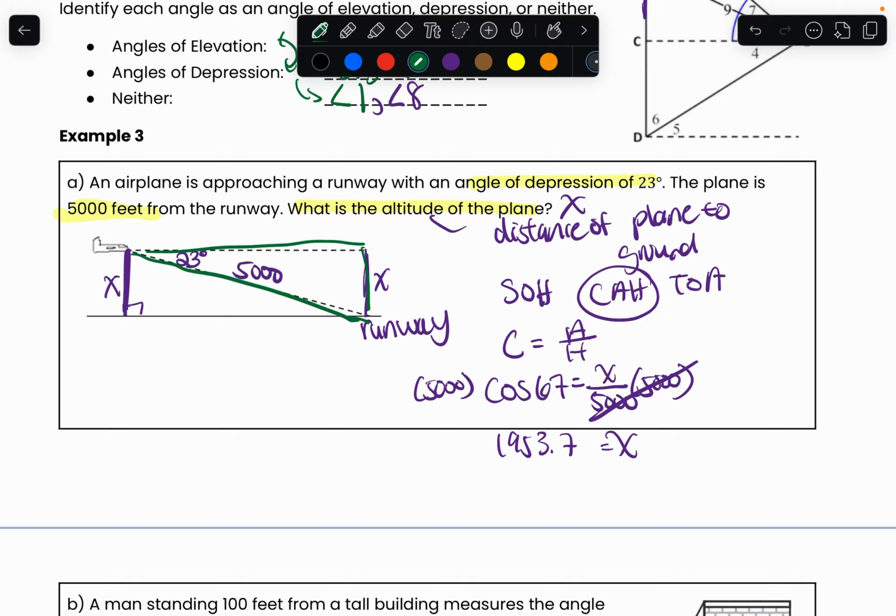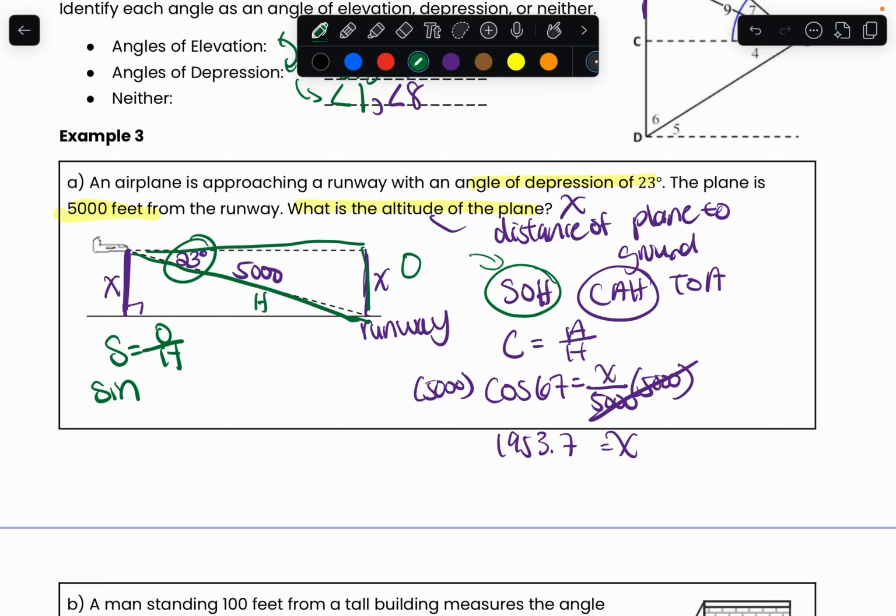So let me use this. Same thing: I circle my reference angle. And then I look at what type of side I have. The x in this case is my opposite, and the 5,000 is still the hypotenuse. If I have opposite and hypotenuse, which one will I use out of SOHCAHTOA? It'll be SOH. So I need to write sine equals opposite over hypotenuse.